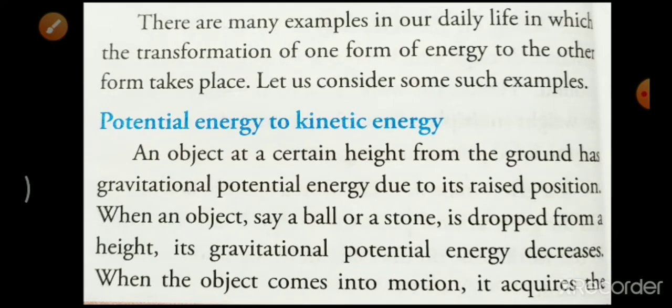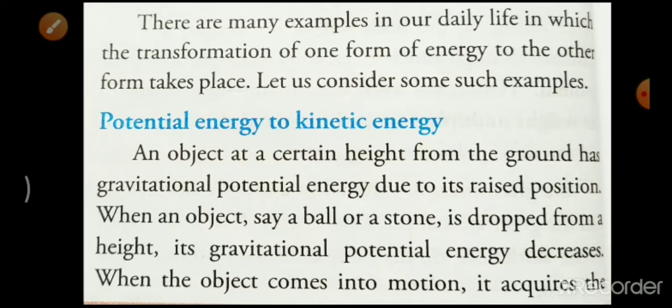There are many examples in our day to day life in which the transformation of one form of energy to other forms takes place. Every day we experience different transformations of energy, so let us understand some such examples. First, potential energy to kinetic energy: how does potential energy get converted into kinetic energy? An object at a certain height from the ground has gravitational potential energy due to its raised position. If any object is situated at a particular height, it contains gravitational potential energy.